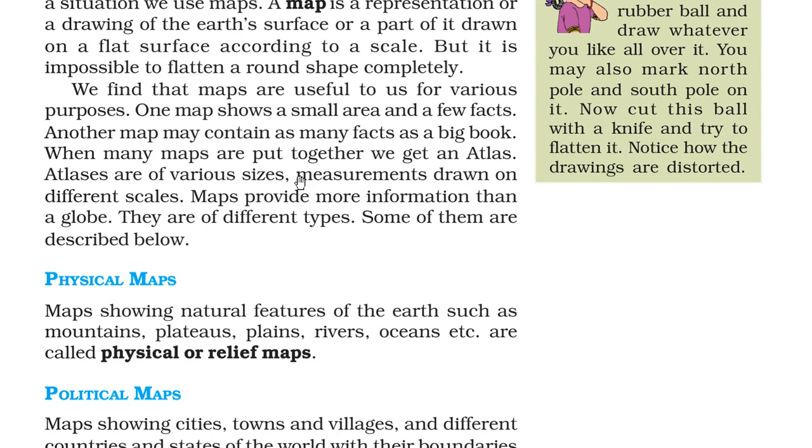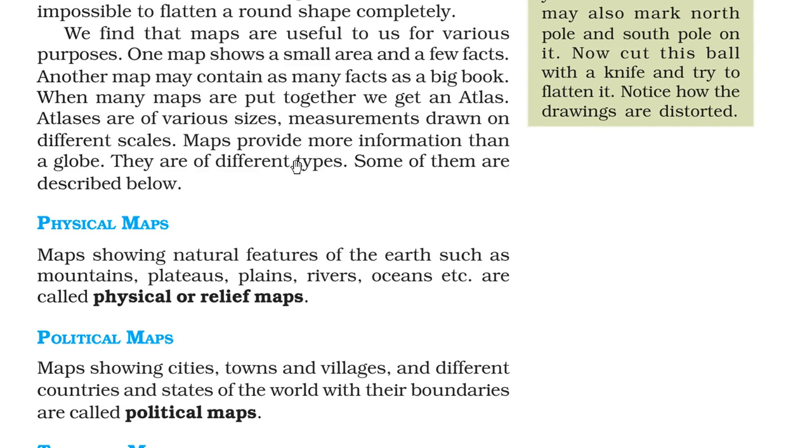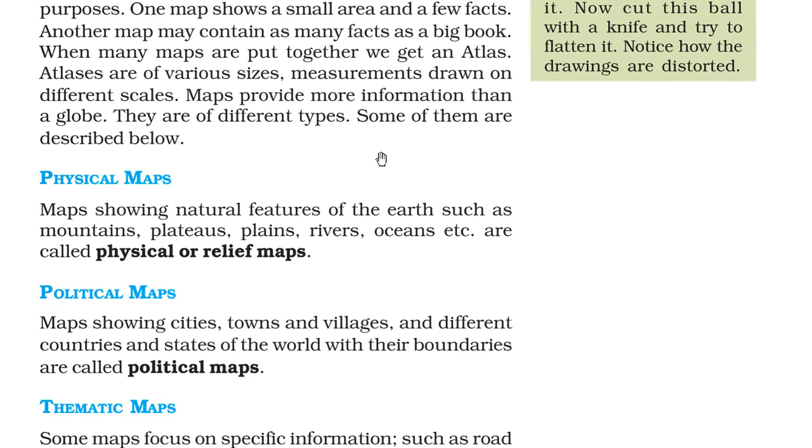So we find that maps are useful for us for various purposes. One map shows a small area and a few facts. Some other map may contain as many facts, say as a big book. So when many maps are put together, we get what we call an atlas. Atlases are of various sizes, measurements drawn on different scales. So a map provides more information than a globe.